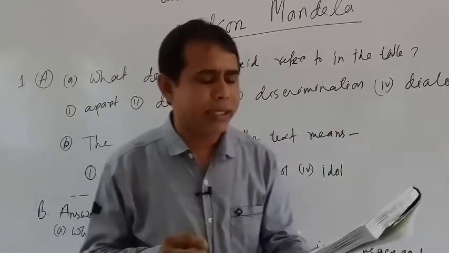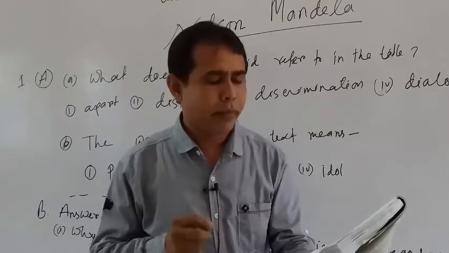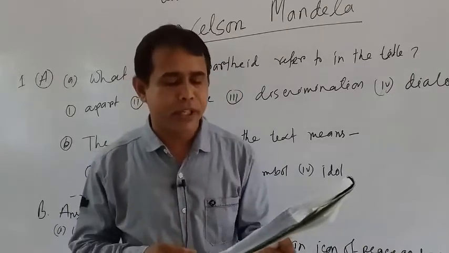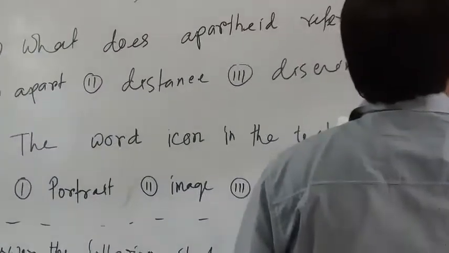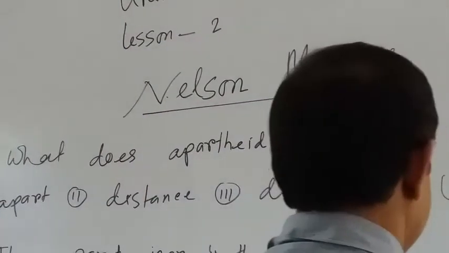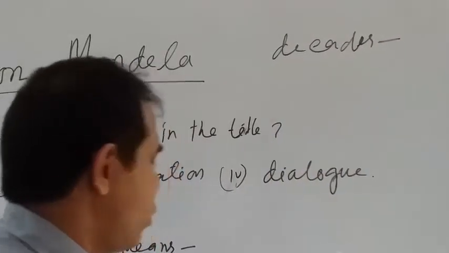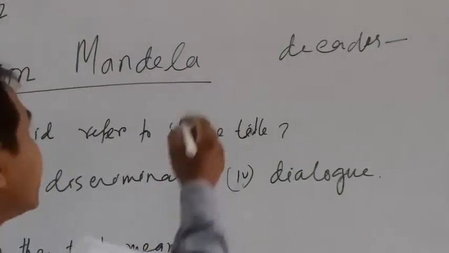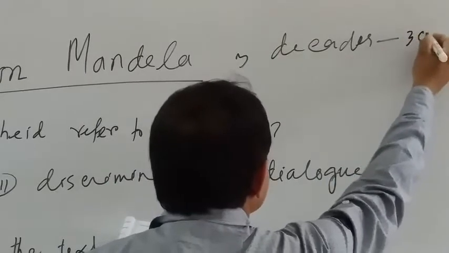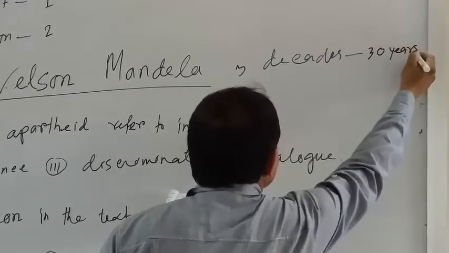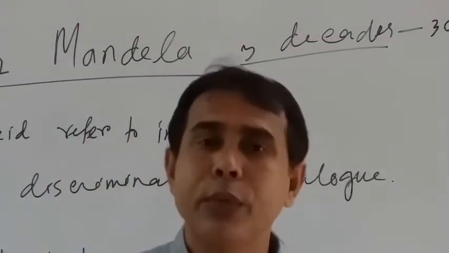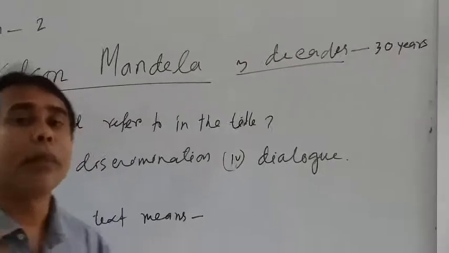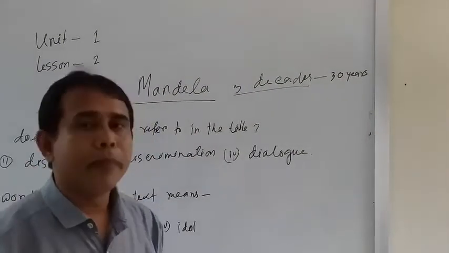Imprisoned for nearly 3 decades for his fight against white minority rule, Mandela never lost his resolve to fight for his people's emancipation. Nearly 3 decades. Here decade means 10 years. Dear student, you know the word is decade, and 3 decades means 30 years. 1 decade means 10 years, 3 decades mean 30 years. He was imprisoned 30 years. Why? For establishing the rights of the black people of South Africa.